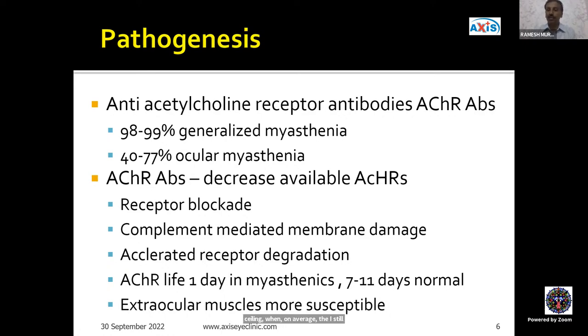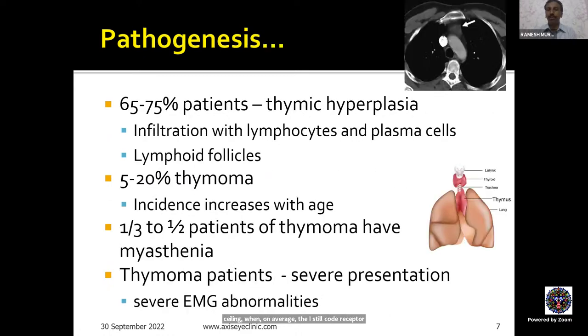The extraocular muscles are obviously more susceptible to this problem. About 65 to 75% of the patients will have thymic hyperplasia, so there is infiltration with lymphocytes and plasma cells and the presence of lymphoid follicles. About 5 to 20% of the patients will have thymoma, and this incidence is going to increase with age. About one third to one half of the patients with thymoma have myasthenia.